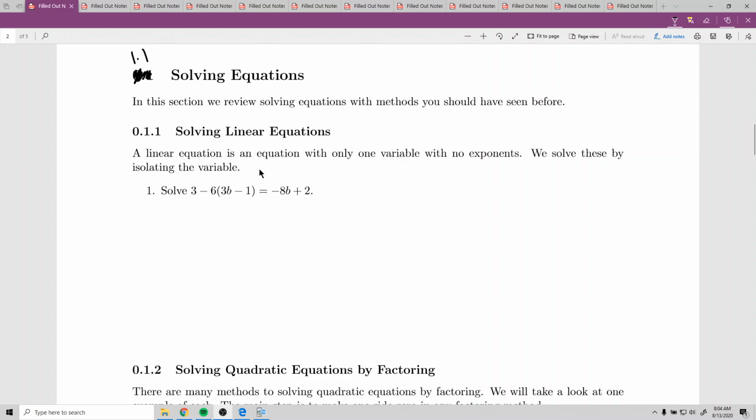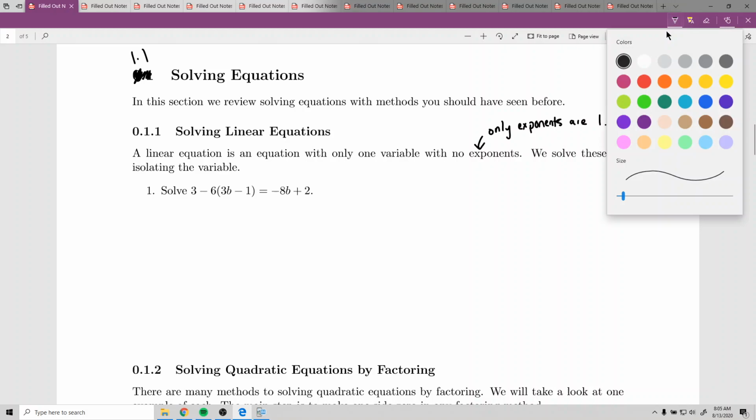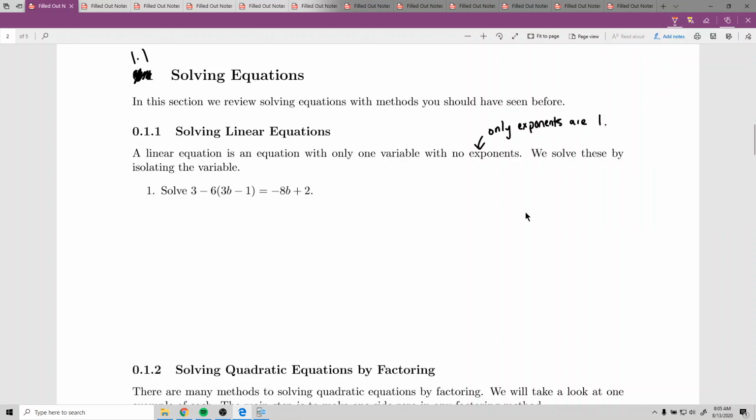A linear equation is an equation with only one variable, so only one letter, and it has no exponents. No exponents meaning none written. So really the only exponents are 1. If you have exponents that are different powers, we'll talk about those in the next couple sections. And you should be very familiar with this, but we solve this by isolating the variable.